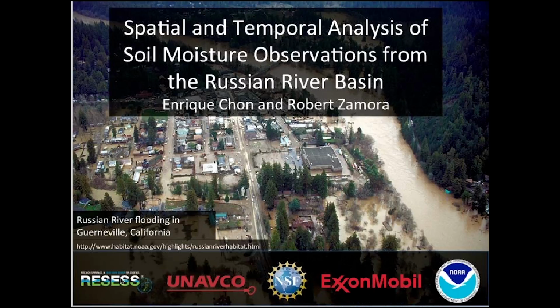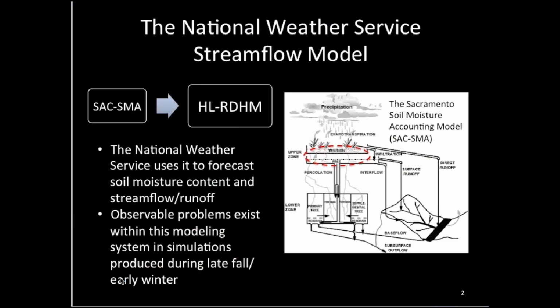I spent my summer studying soil moisture observations from the Russian River Basin. On the screen is an example of how the Russian River is prone to flooding events during the winter time. As you can see, these floods can have devastating effects on the communities and the people that live along the river. Fortunately, there's a way to predict these events based on streamflow and soil moisture content.